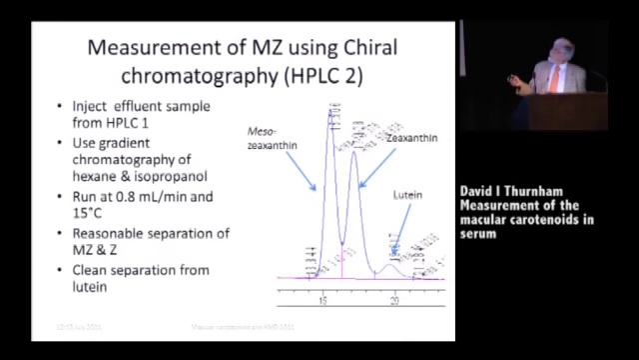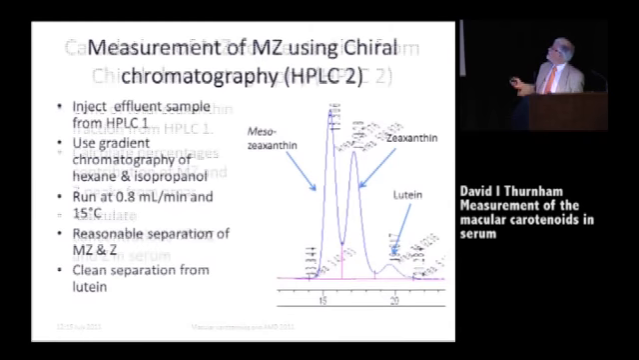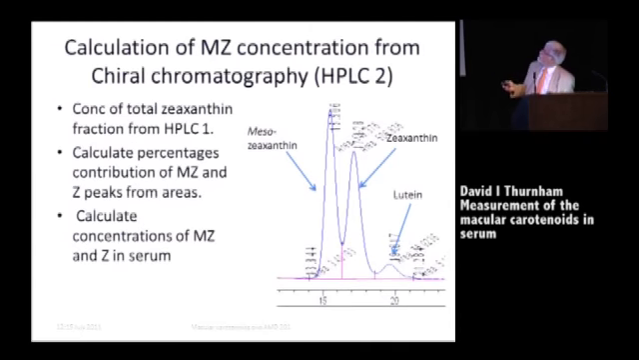And the details of the separation are shown here. It's gradient chromatography, run at 0.8 mils per minute, 50 degrees centigrade. A reasonable separation. It's certainly not baseline separation, but it's a fairly clean distribution of the two peaks and a clean separation from lutein. And the calculation procedure, which I've just described, is shown on this slide, so I won't say anything more about that. Now, I said the next aspect I was going to look at was actually responders or non-responders.